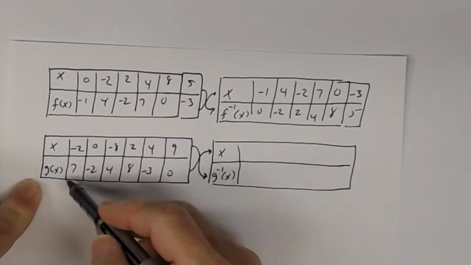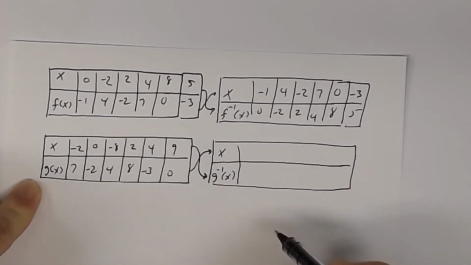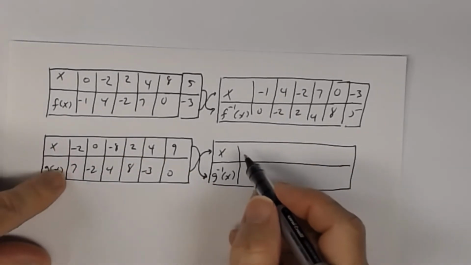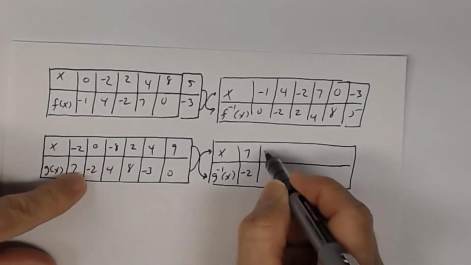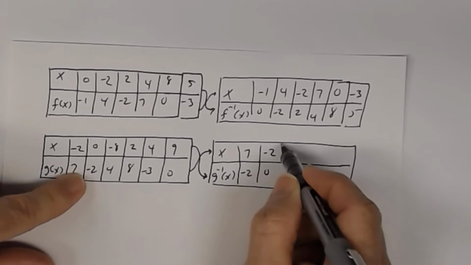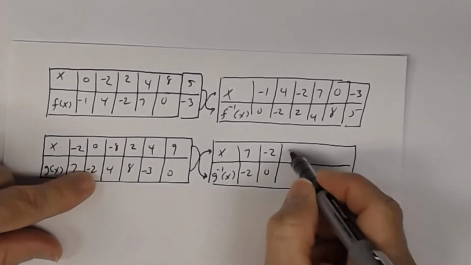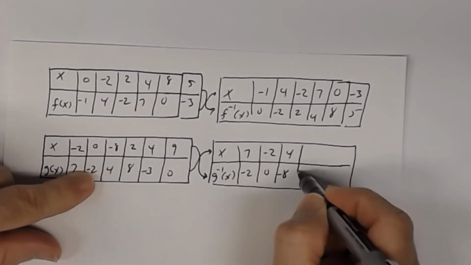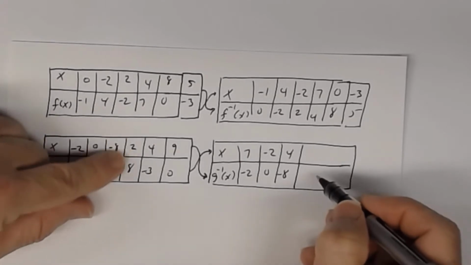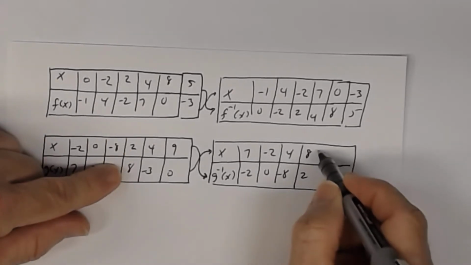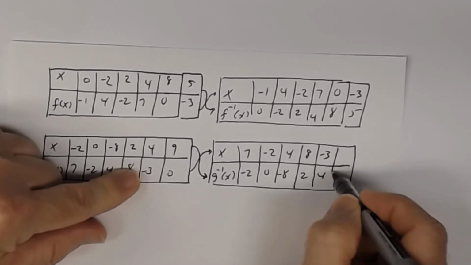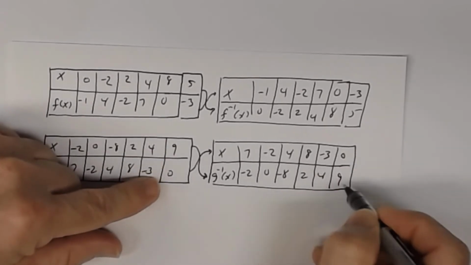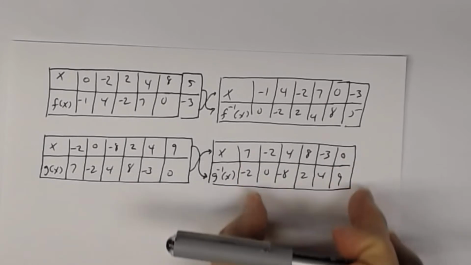So there's your f of x and g of x function. Those are the inverses. So negative 2, 7 becomes 7, negative 2. 0, negative 2 becomes negative 2, 0. Negative 8, 4 becomes 4, negative 8. 2, 8 becomes 8, 2. 4, negative 3 becomes negative 3, 4. And 9, 0 becomes 0, 9. Okay? So that's the first thing I would have done.